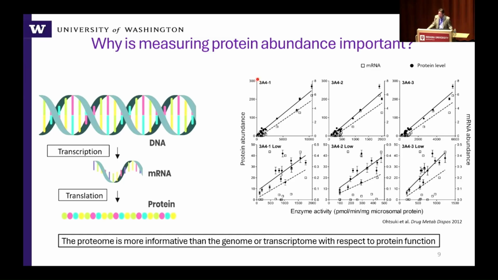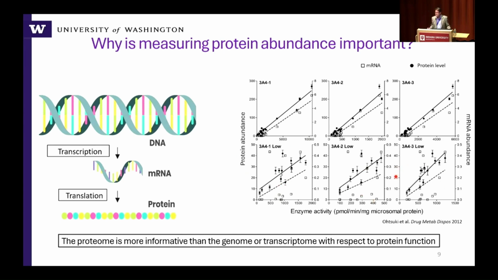Okay, so why is measuring protein abundance so important? Well, we all know that, but I want to show you this, which is looking at 3 different probe substrates for CYP3A4 across a variety of different donors. What you see is a very good correlation in the top panels between mRNA in the open squares versus protein levels in the closed circles. But when you look at the low levels of expression in certain donors, that correlation between mRNA and protein falls off dramatically.